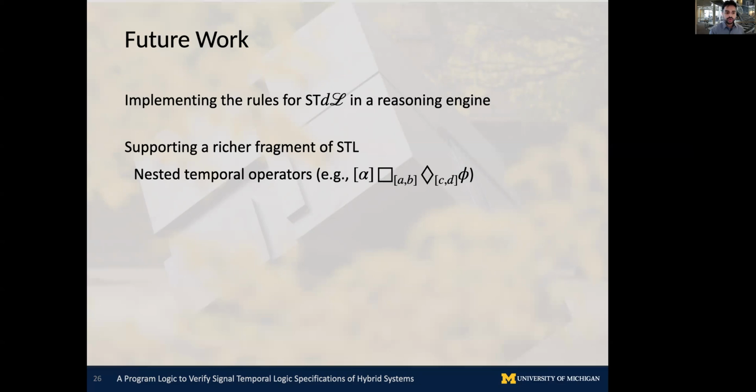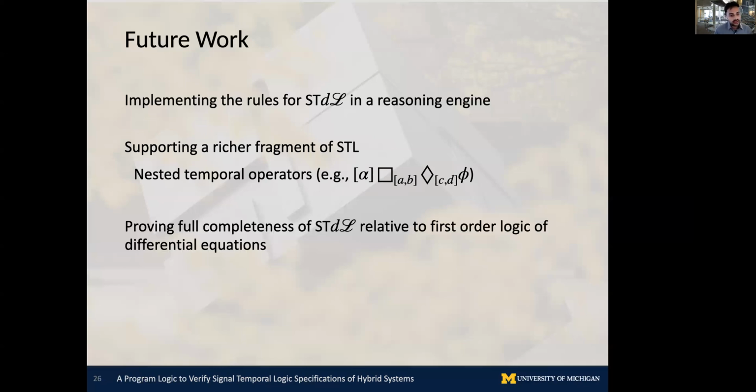Second, adding support for a richer fragment of STL will likely be another major improvement to STDL. In particular, STDL does not support nested temporal operators for reasons that we highlight in the paper, and I'm happy to go over the reasons here if there is interest. For instance, STDL cannot reason about properties like box alpha, box AB, diamond CD phi, again, for some technical reasons that we highlight in the paper. And then finally, we would also like to formally prove the full completeness of STDL relative to the first order logic of differential equations, as I just hinted on the previous slide.